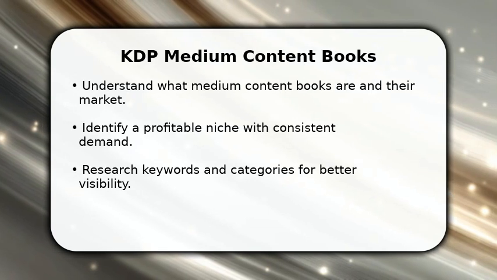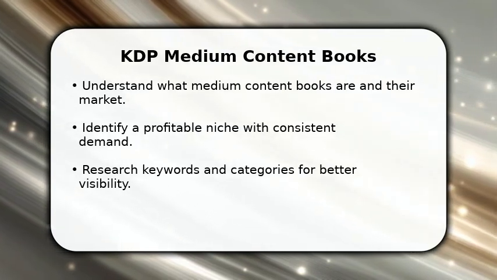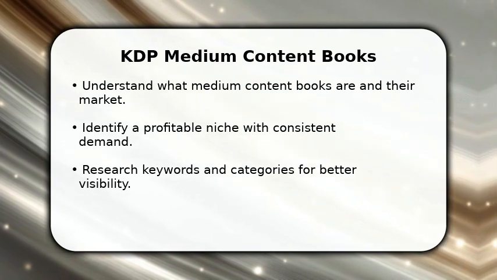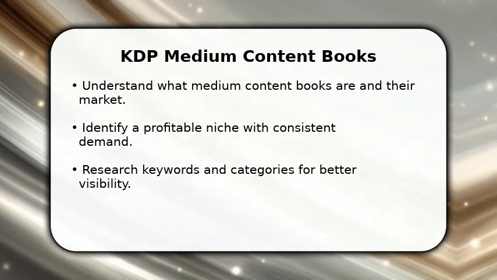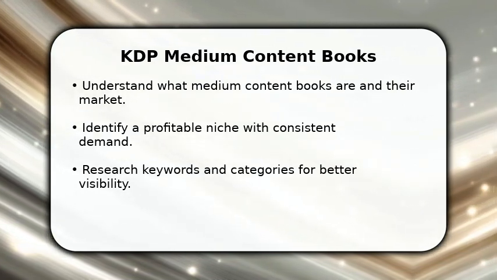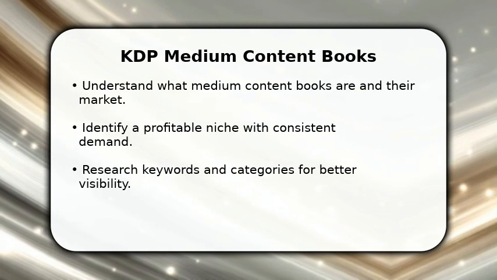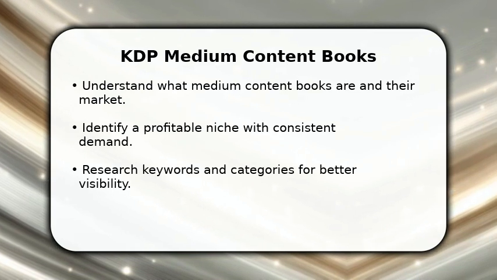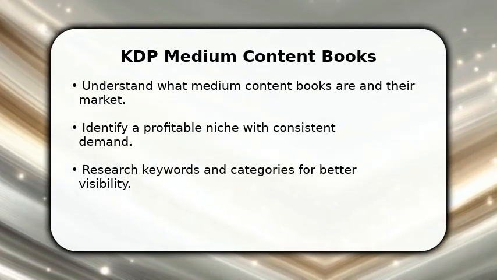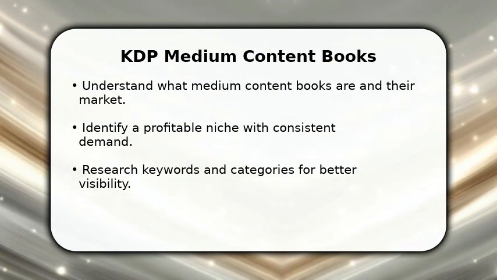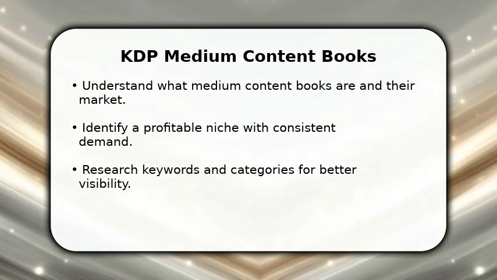In this video, I will explain how to make medium content books for KDP. First, let's define what these books are and explore their market potential. It's crucial to identify a profitable niche, like journals or planners, that has consistent buyer demand. Spend time researching relevant keywords and categories on Amazon to ensure your book gets noticed by the right audience. This foundational step is key to your success, setting the stage for a well-received product.